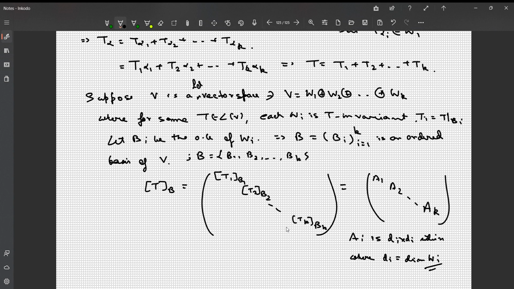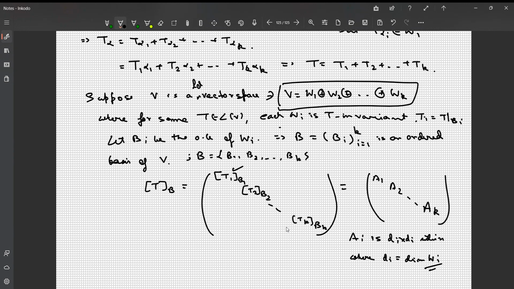Is it clear? So this tells us that if we have an invariant direct sum, this is what we call an invariant direct sum decomposition. That is, we have a direct sum decomposition where each of the components of the decomposition is invariant under a certain linear operator. So if we have an invariant direct sum of a given vector space, then the matrix of the linear operator under which each of these components is invariant becomes a diagonal matrix, right?